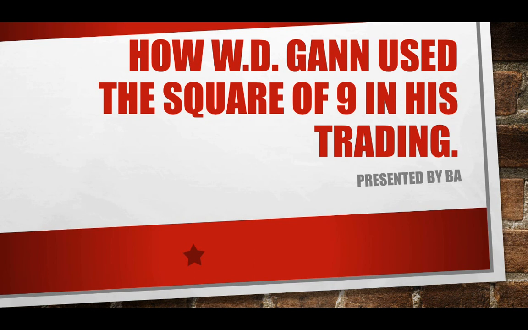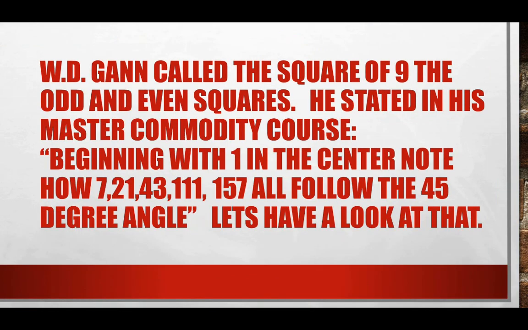The reason, again, is you have to have his time cycles. You cannot use the square of 9 without W D Gann's time cycles. It's impossible. You have to understand the time cycles. And I'm going to put up videos on time cycles. Not today, but they're coming. Okay, let's get started on this and proceed further.